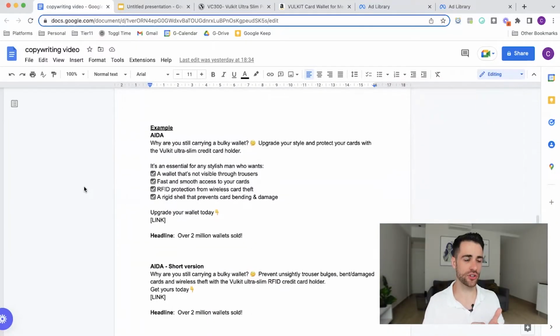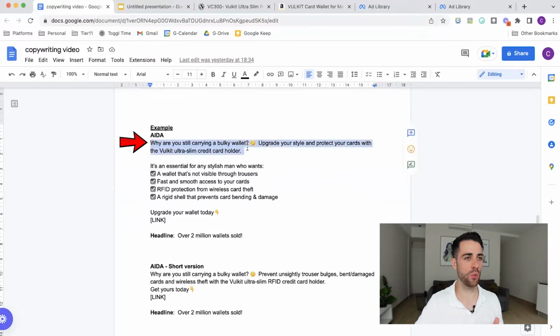So let's scroll down and get into actually writing them. So the first one, the AIDA, starts off with attention. So why are you still buying a bulky wallet? Now, we saw this was a competitor's copy, is a hook that we like. So we have taken it, we used them as inspiration. You can see how that ties in.